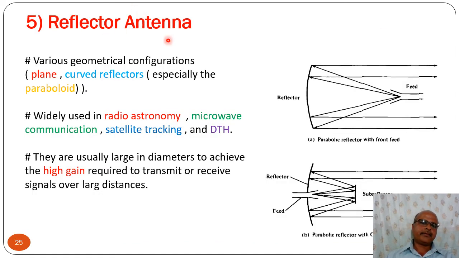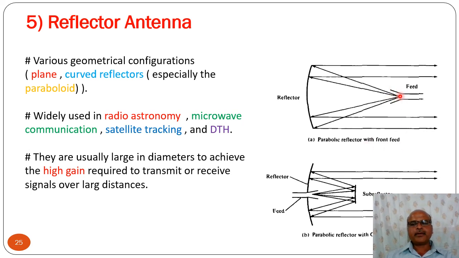It is also called a reflector antenna. In parabolic reflector antennas, there are various geometrical configurations, that is, either plane or curved reflectors. Especially the paraboloid is preferred, widely used in radio astronomy, microwave communication, satellite tracking, and also our direct to home service, that is, for TV reception. They are usually larger in diameter to achieve the high gain required to transmit or receive signals over large distances.